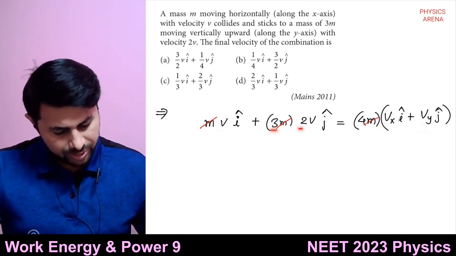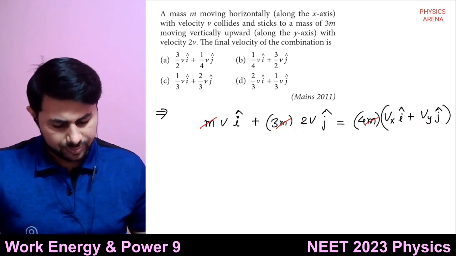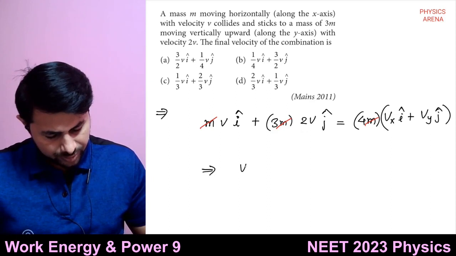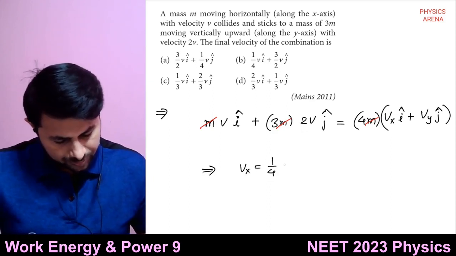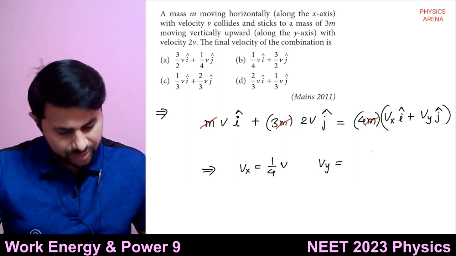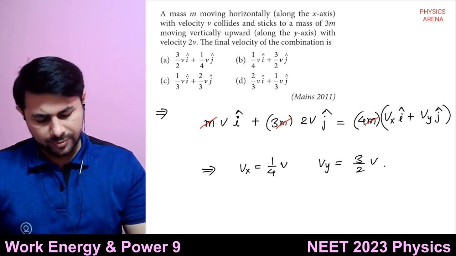It is 3 times 2 divided by 4, so it is 6 by 4. So the answer is Vx equals 1 by 4 times v, and Vy is equal to 6 by 4, that means 3 by 2 times v. So which option?